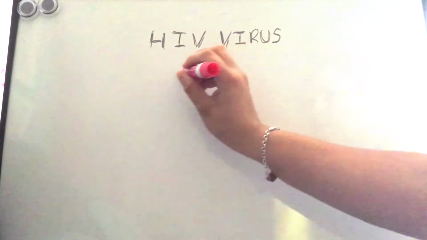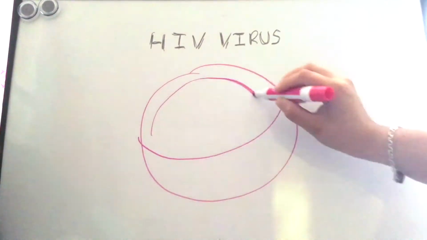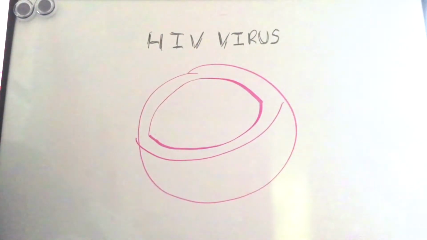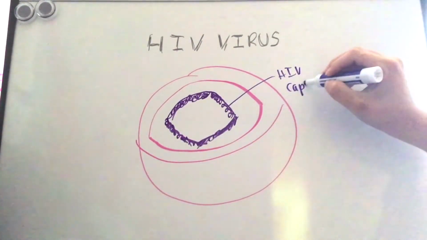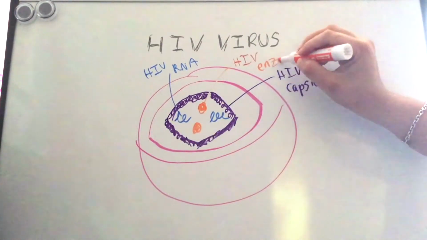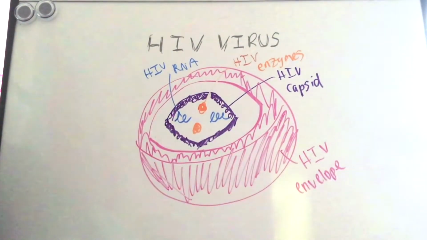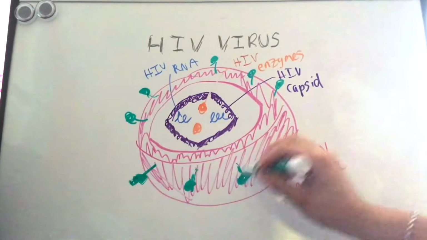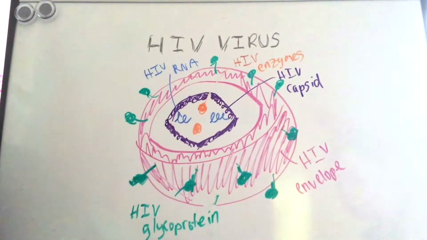In order to understand the biology of how the virus spreads throughout the human body, you gotta know what the virus looks like. The core of the virus is called the capsid, and it contains RNA, the genetic material of HIV, and enzymes which help to convert the RNA into DNA. The core is surrounded by an envelope, with protein spikes coming out of the surface, called glycoproteins, that help to bind to T cell receptors.